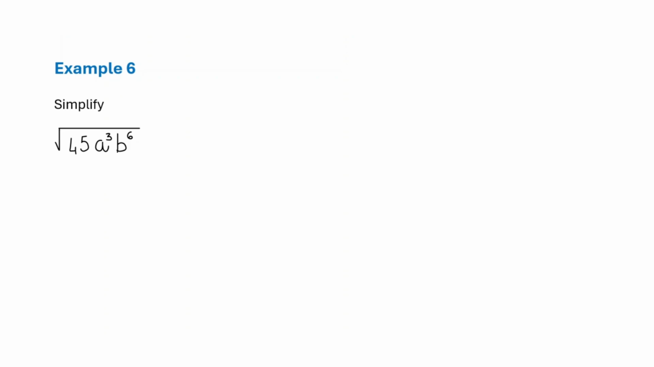So far, we've only simplified radicals involving numbers. Let's now see how the same method works when variables are involved. This time, we need to simplify the square root of 45a cubed b to the power of 6. We'll begin by performing the prime factor decomposition of 45. Once we've done that, we look at the index of the radical to determine the size of each complete group. The index is 2, so each complete group must contain 2 of the same factor.